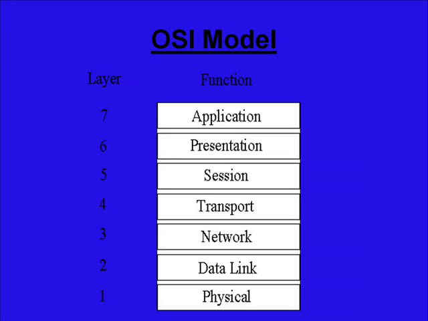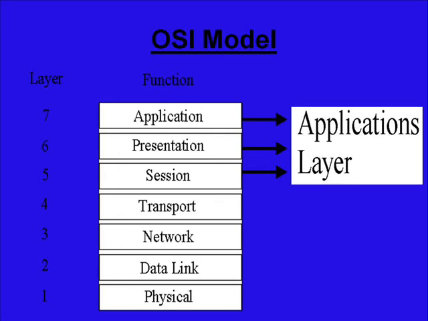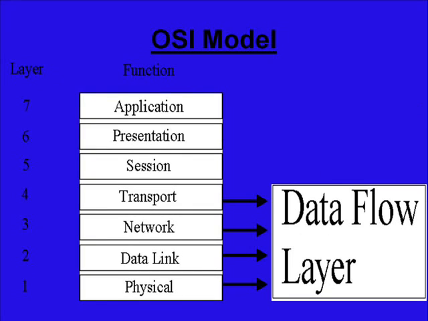After all of that, you have all of the layers of the OSI model. The only thing left to really tell you is that layers 5 through 7, or session, presentation, and application, are also known as the application layers. And that layers 1 through 4, or the physical, data link, network, and transport layers, are all known as the data flow layers.